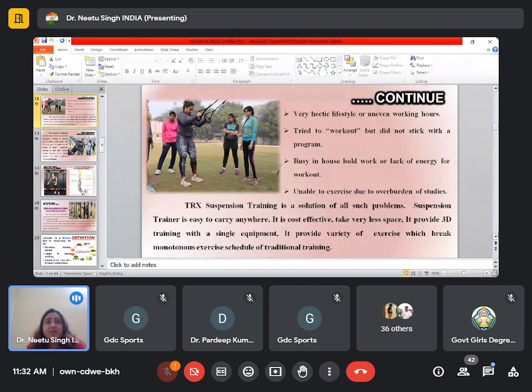So suspension training, the equipment I use, is a suspension trainer. It is one of the most effective solutions for all these excuses of females who don't want to work out, because we have to meet the WHO 15% reduction of inactivity. We can use the suspension trainer because it provides a 3D solution to all these excuses. It provides a 3D training program and 3D schedules, and it is as effective as traditional training methods.